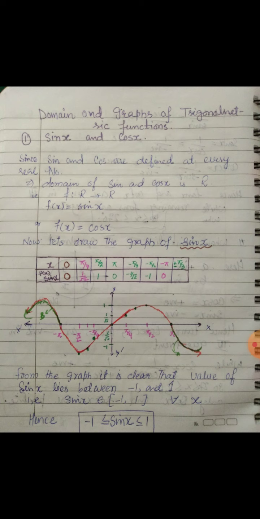You know there are six basic trigonometric functions: sine, cos, tan, cosec, sec, and cot. Now firstly we will discuss the graph of the sine and cos functions. Since you know that the sine and cos functions are defined at each and every real number.